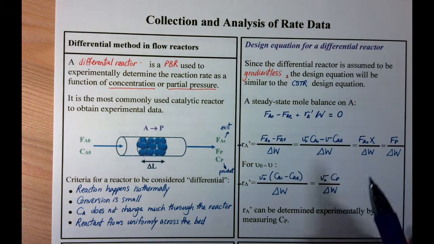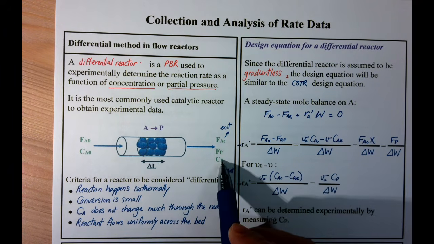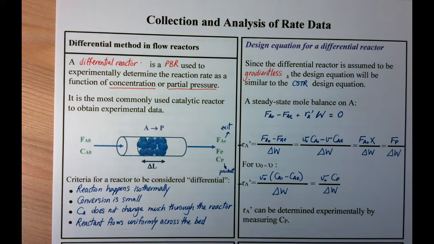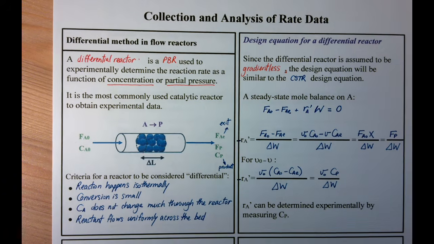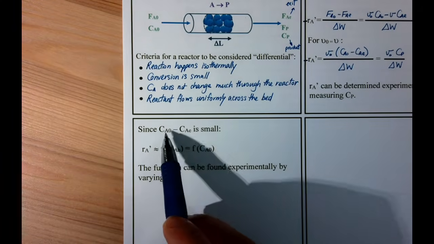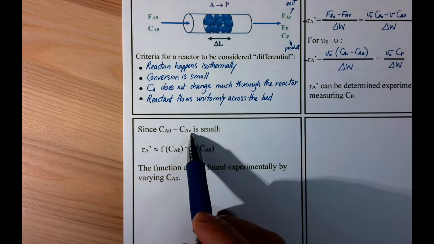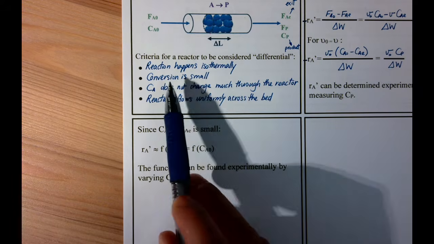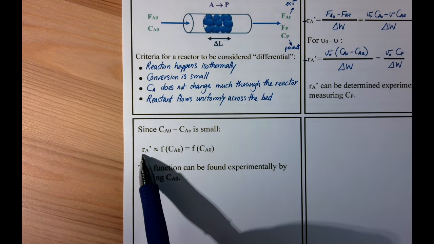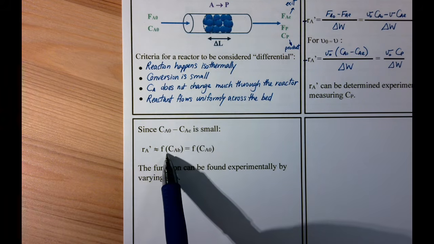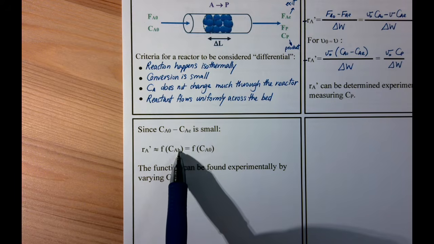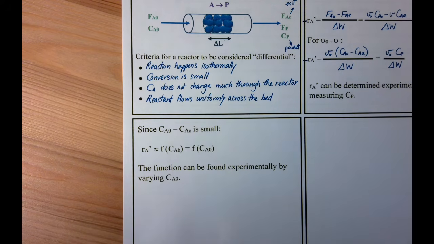Which is very nice, because now experimentally I just need to know what this concentration of the product at the exit is, and from there I can determine the rate for the reaction. Now, since this value is very small, because we're just saying that CA does not change much through the reactor, conversion is small, then we can say that the rate of A is a function of the concentration of A in the catalyst bed. So this B stands for in catalyst bed.